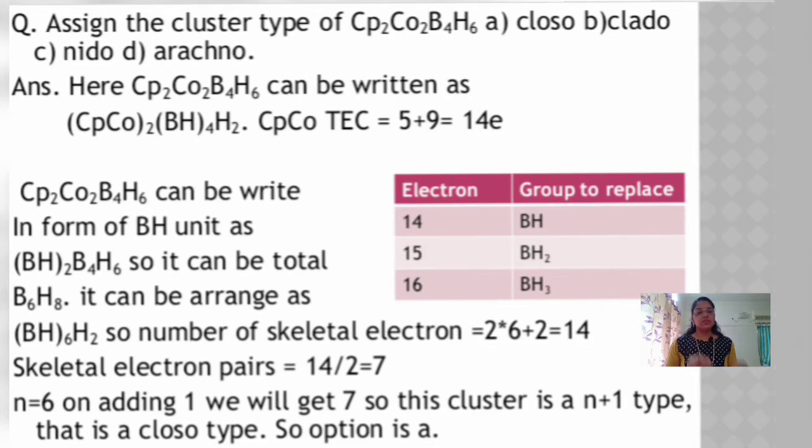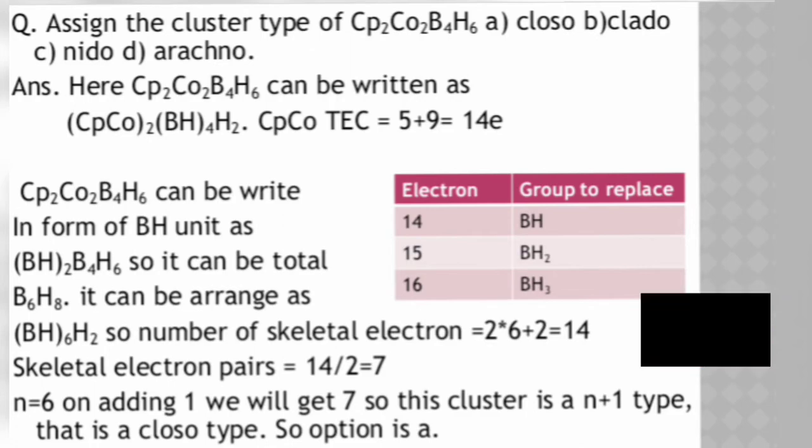Similarly, if there is 14 electrons, the group to be replaced is BH. If it is 15 electrons, the group to be replaced is BH2. And if it is 16 electrons, we are replacing it as BH3. So here we are getting 14 electrons for CpCo, so the group to be replaced is BH. So we are rearranging that Cp2Co2B4H6 as (BH) whole twice B4H6. So we are getting total boron as B6 and H8.